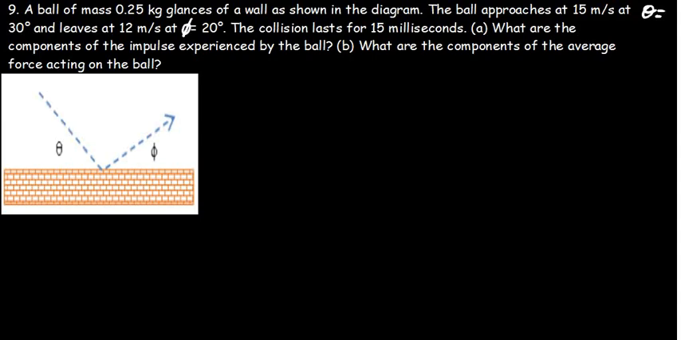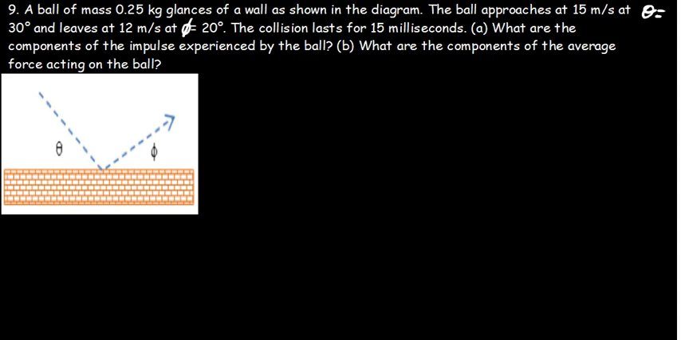Now here is our question 9. A ball of mass 0.25 kg bounces off a wall as shown in the diagram below. The ball approaches at 15 meters per second at theta is equal to 30 degrees and leaves at 12 meters per second at phi, phi is equal to 20 degrees. The collision lasts for 15 milliseconds.